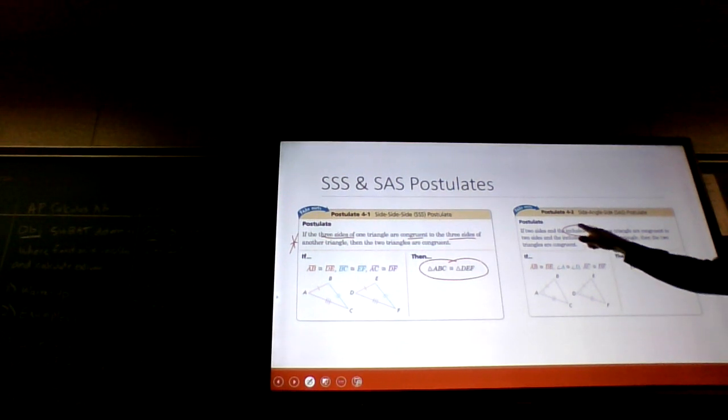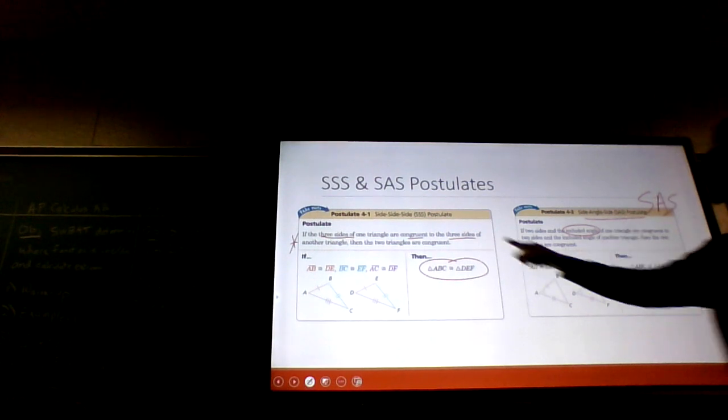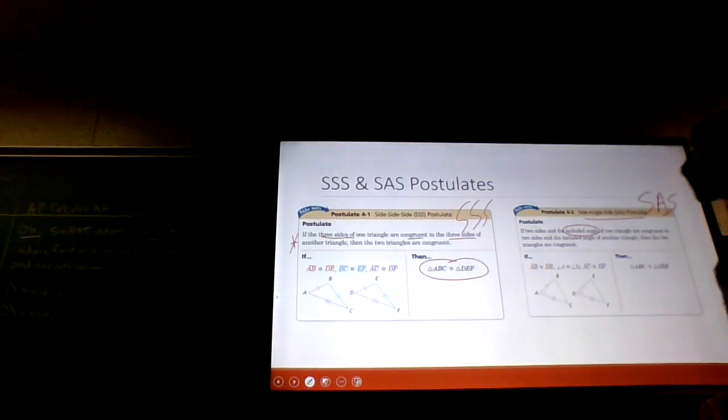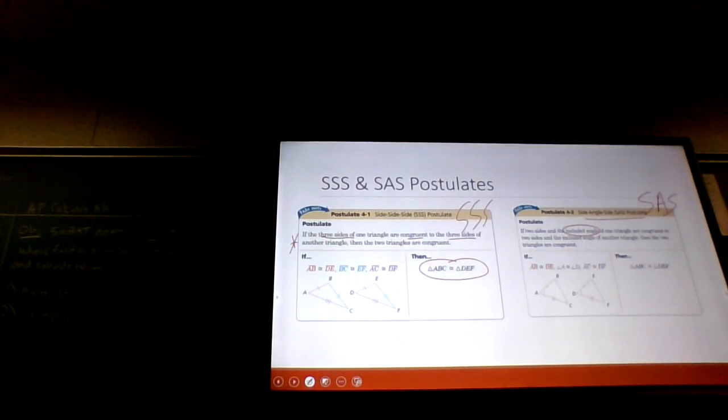Now here's that included thing. SAS. So this is SAS. This over here was SSS. If you have 2 sides and the included angle, now let's talk about that. Do you guys see this side here and this side here? What would the included angle be? And by the way, I haven't even told you what it is. I'm just asking you. It's angle A.